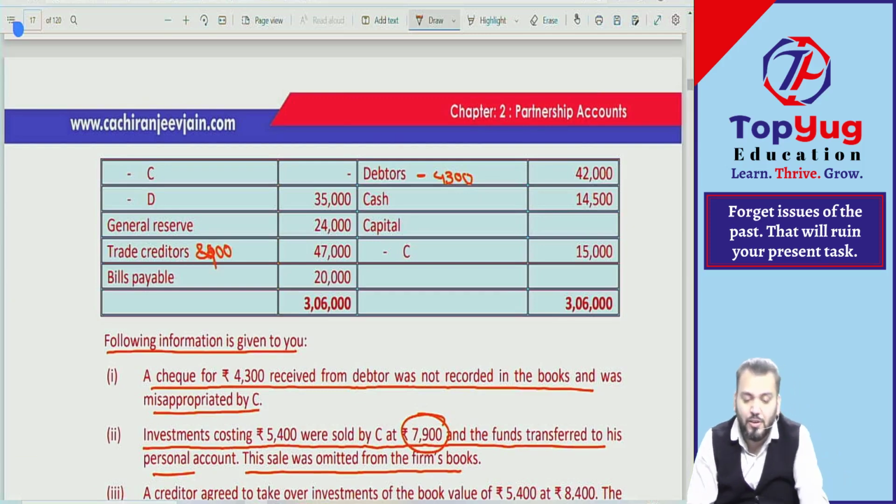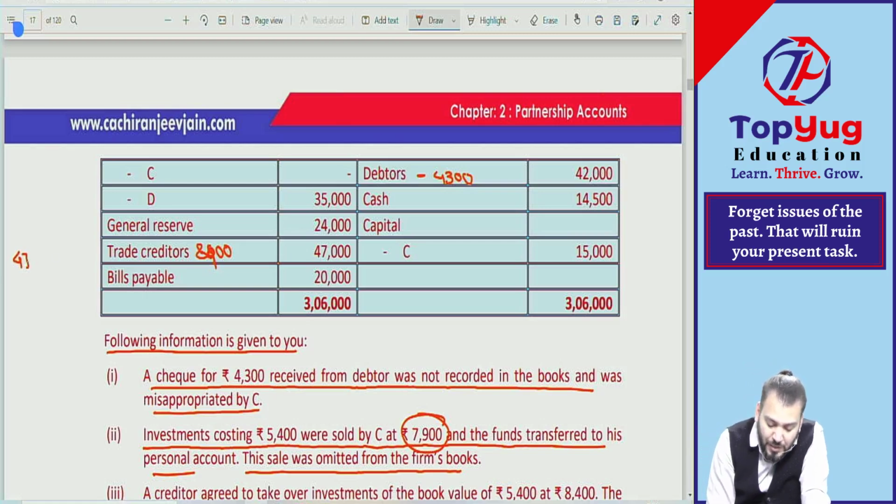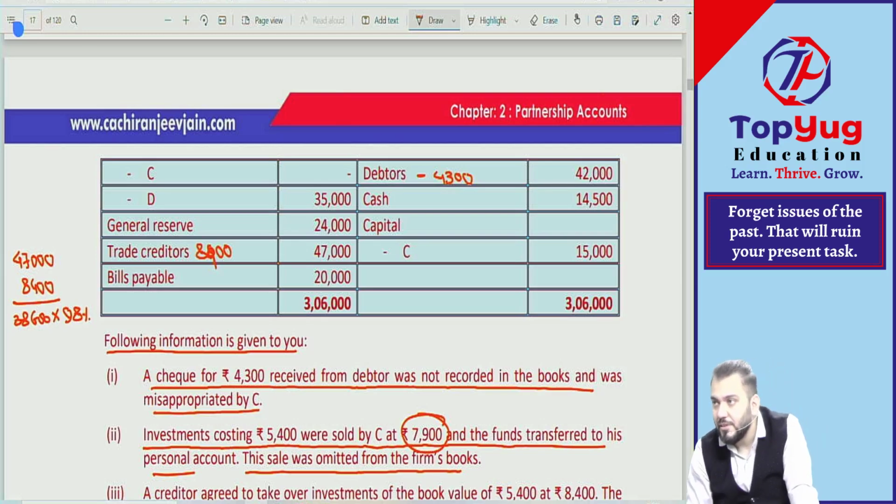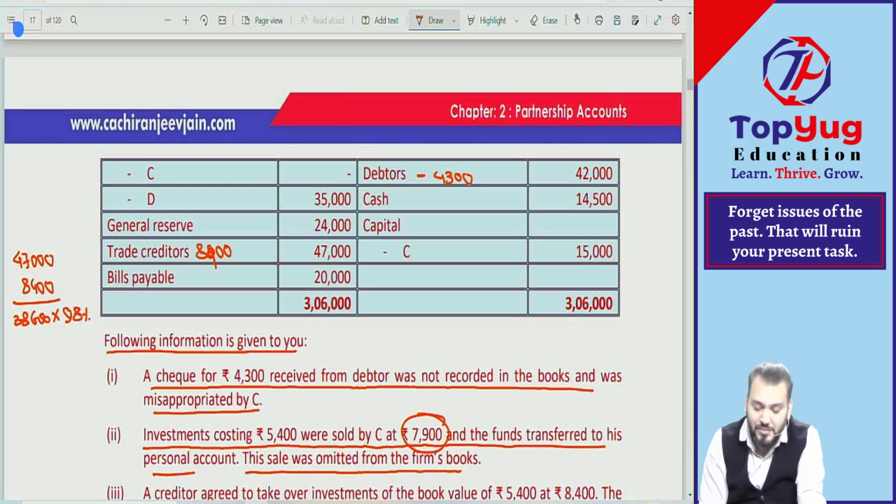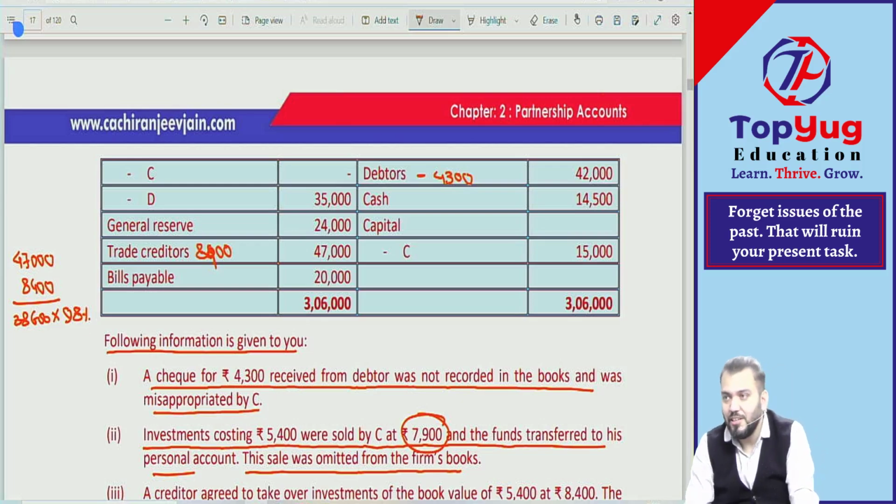The rest of the creditors were paid off at a discount of 2%. Means can I say 47,000 minus 8,400. What is the balance? 38,600. For this, payment is done at 98%. You have a calculator. I am just saying how to calculate this. There is no need to respond about that.